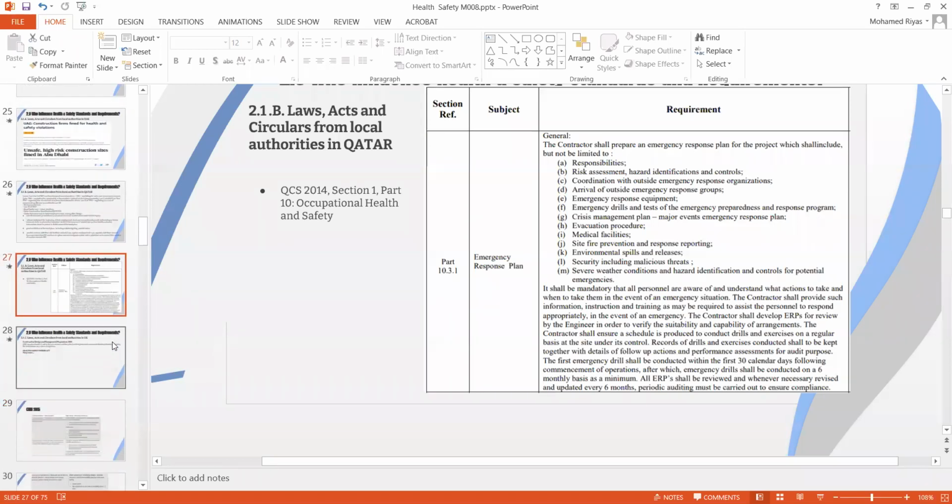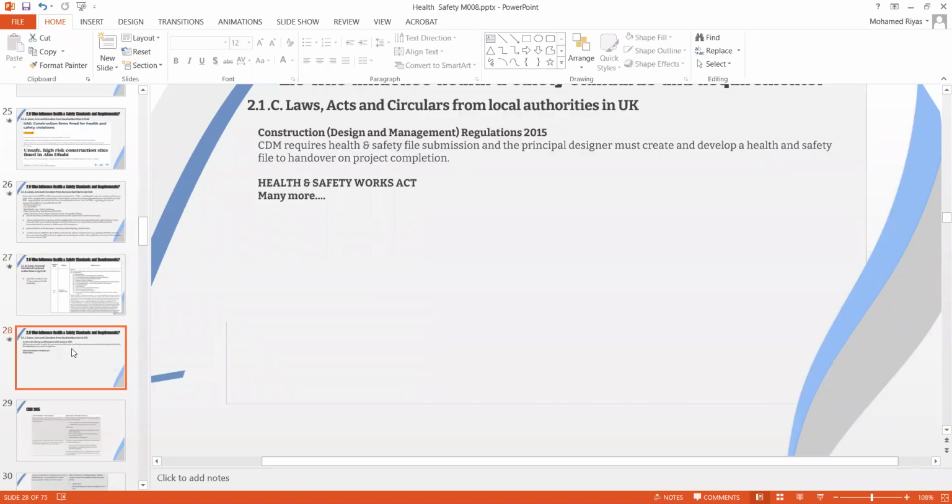There are many more time-to-time circulars and related laws. We just discussed a few as part of our discussion.